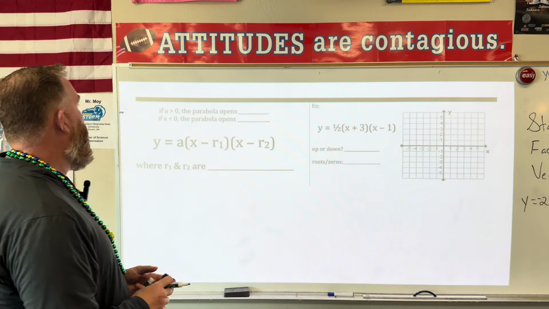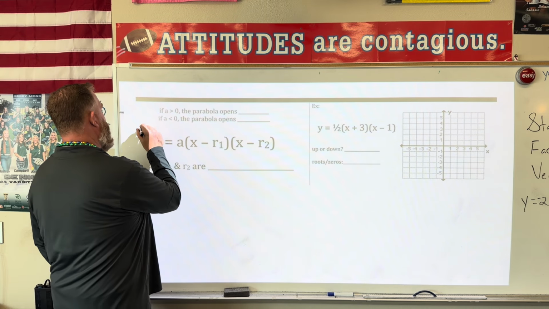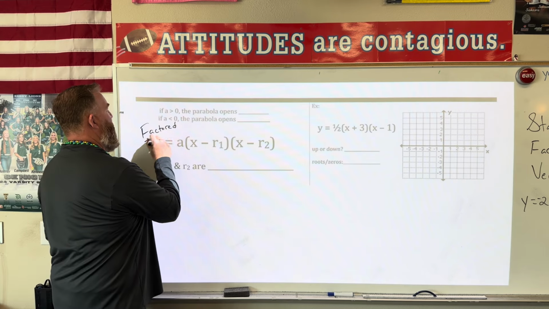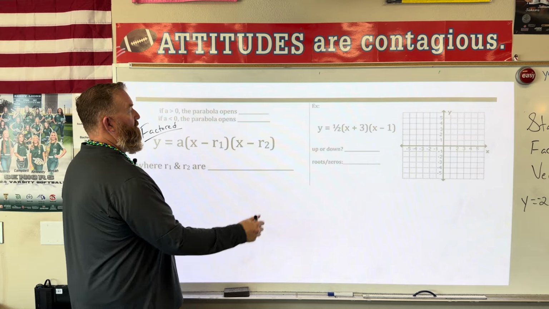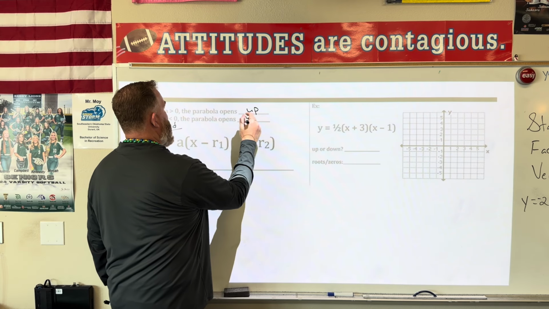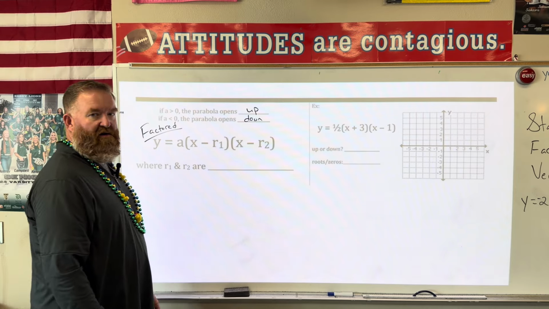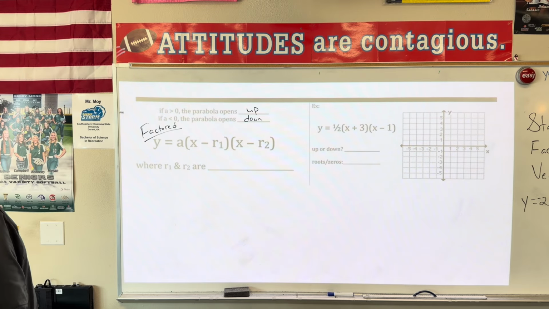All right, here we go. This is factored form. Same thing as before. If you notice, this rule hasn't changed. If A is greater than 0, which way does it go? Up. If A is less than 0, which way does it go? Down. Everybody good so far?